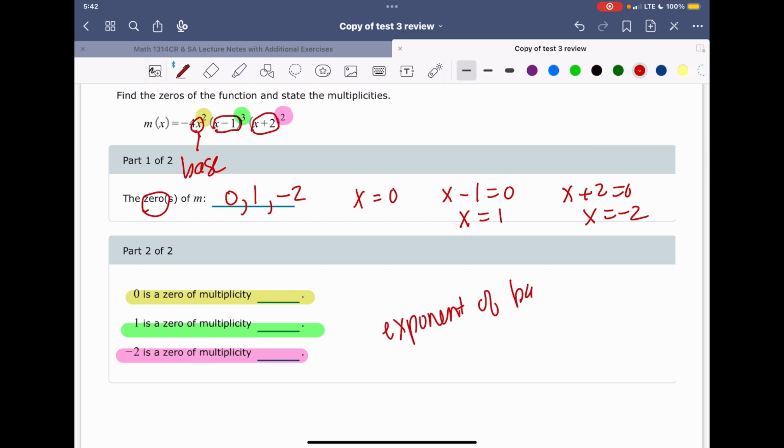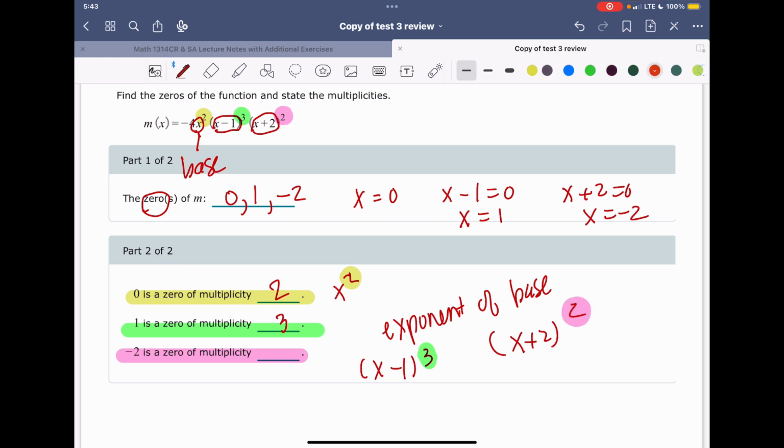of the base. So this first one had x squared, right? So that means my multiplicity is going to be 2. And then I had x minus 1 to the third. That's right here. So that means my multiplicity is going to be 3. And then my last one is x plus 2 squared. So my multiplicity is 2.